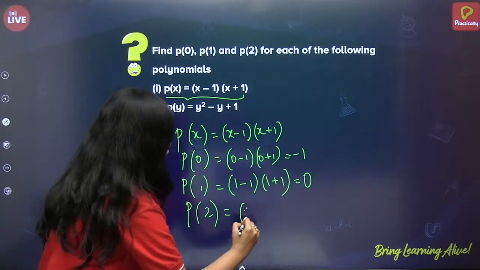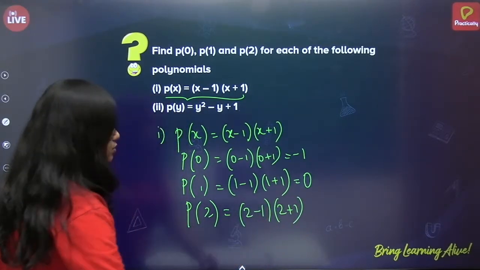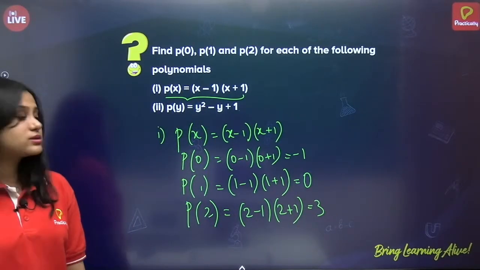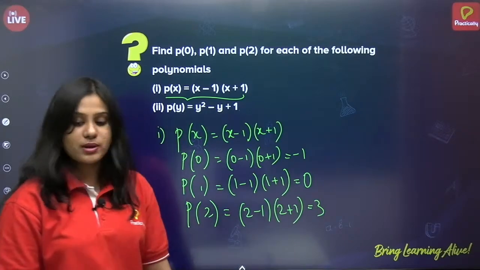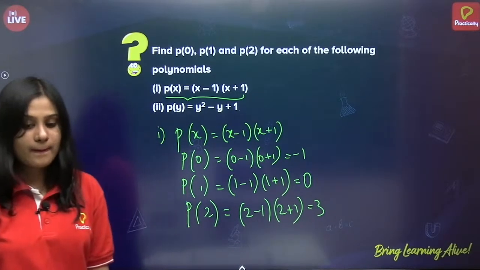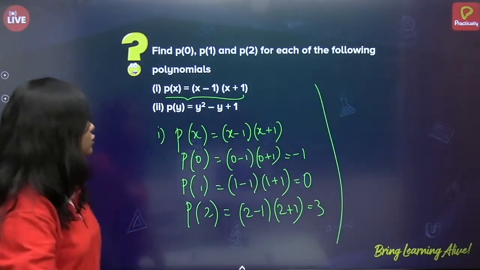Next, P of 2. So this is (2 minus 1)(2 plus 1). 2 minus 1 is 1, 2 plus 1 is 3, so 3. Did you all get the same answers? I hope you got the same answers: minus 1, 0 and 3. Correct?